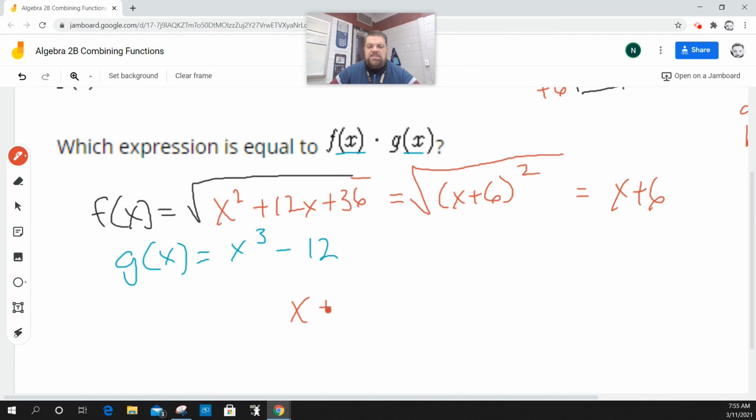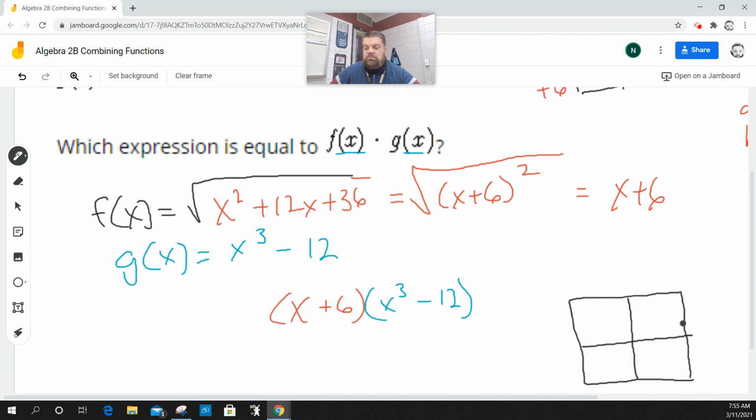So I'm going to say x plus 6 times the quantity x cubed minus 12. So again, I can employ the grid method. I'm just going to take my grid, multiply it out, and just say x plus 6 here times the quantity x cubed minus 12 here. So x times x cubed is x to the 4th. X cubed times a positive 6 is a positive 6x cubed. X times negative 12 is a negative 12x. And then negative 12 times a positive 6 is a negative 72.